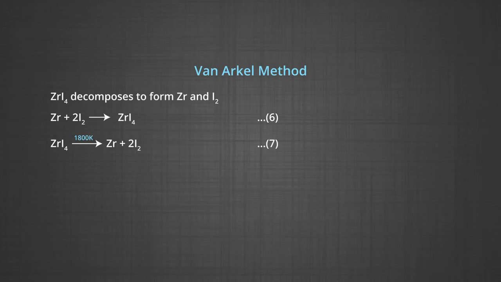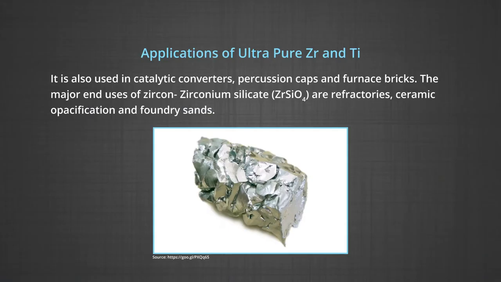zirconium and iodine. Applications of ultra-pure zirconium and titanium. Zirconium is used as an alloy such as Zircaloy, which is used in nuclear applications since it does not readily absorb neutrons. It is also used in catalytic converters, percussion caps and furnace bricks. The major end uses of zircon, zirconium silicate, are refractories, ceramic opacification and foundry sands.